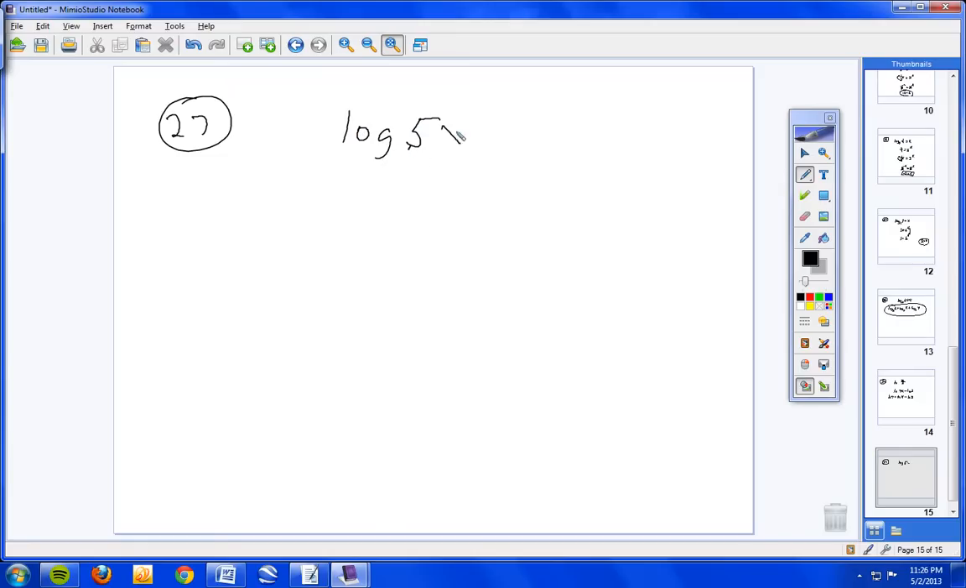Log of 5x cubed. So log of 5x cubed. Okay, now we have a 5 times an x, so I know I can write 2 different logs. So log of 5 plus log of x cubed.